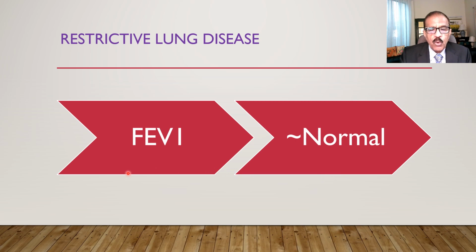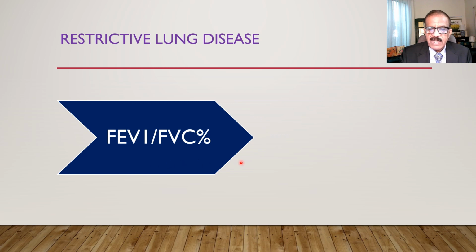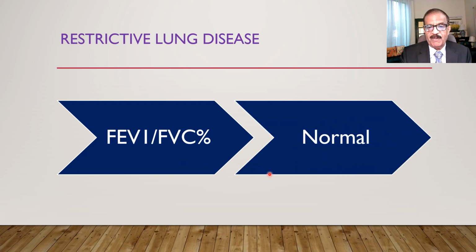Why? Although the total amount of air the patient can exhale in the total expiration is definitely reduced, as I just said, vital capacity and forced vital capacity are significantly reduced, the amount of air exhaled during first second may not be affected to that extent. The patient can still manage to exhale the normal amount of air during the first second. So if you take forced expiratory volume and vital capacity percentage, this is also going to be normal.